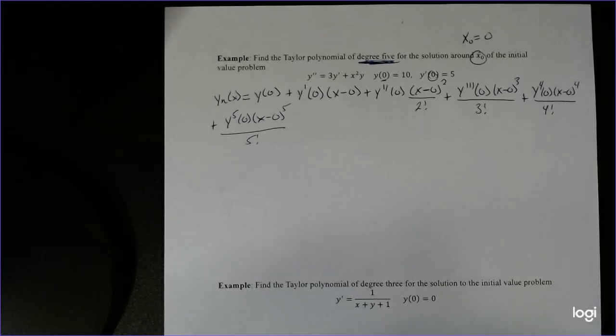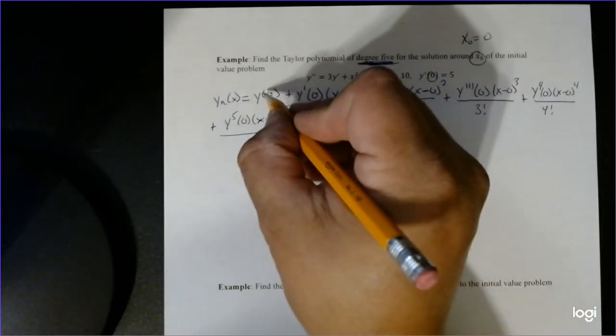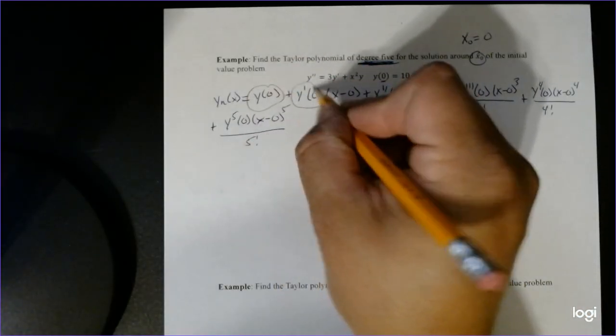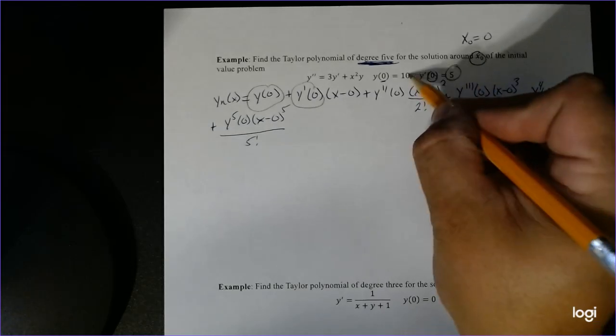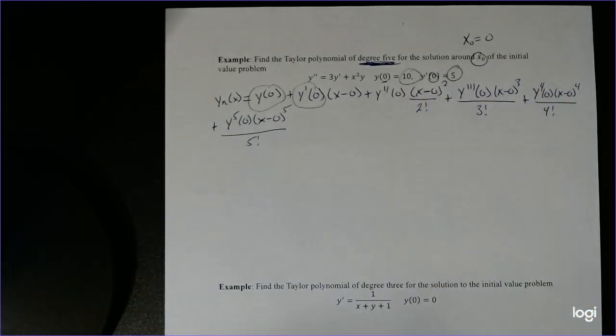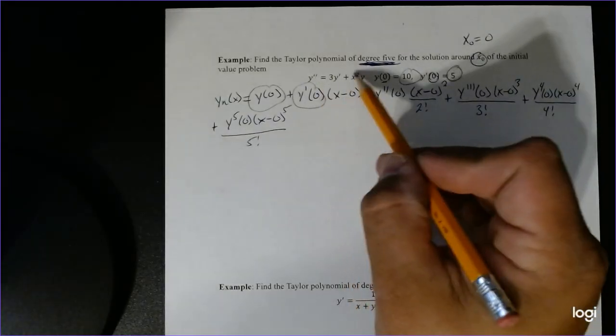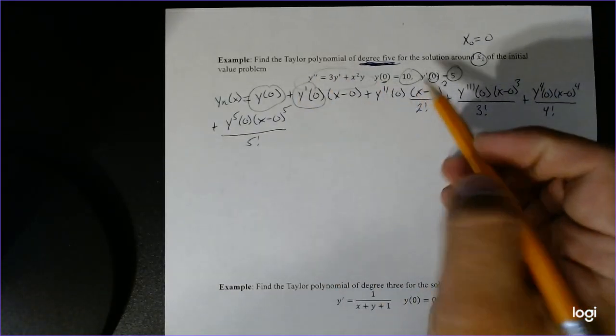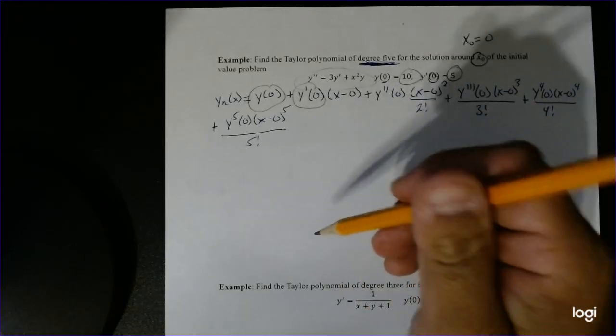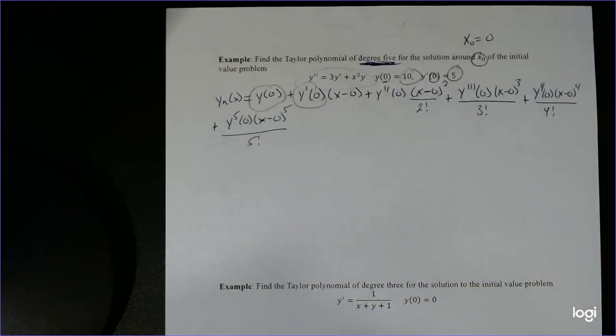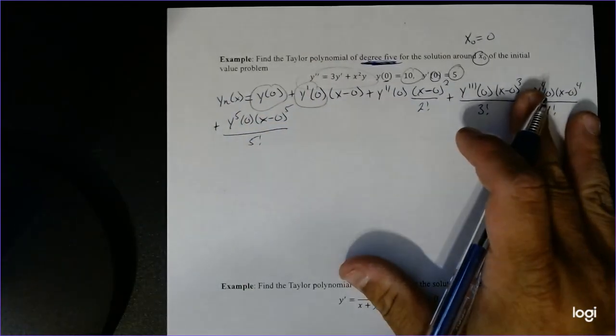Now, the best part is we already know the first two. It comes from here. And we already know y double prime. It's right here. So we have to figure out 3, 4, and 5. Okay, so let's just write some stuff down.